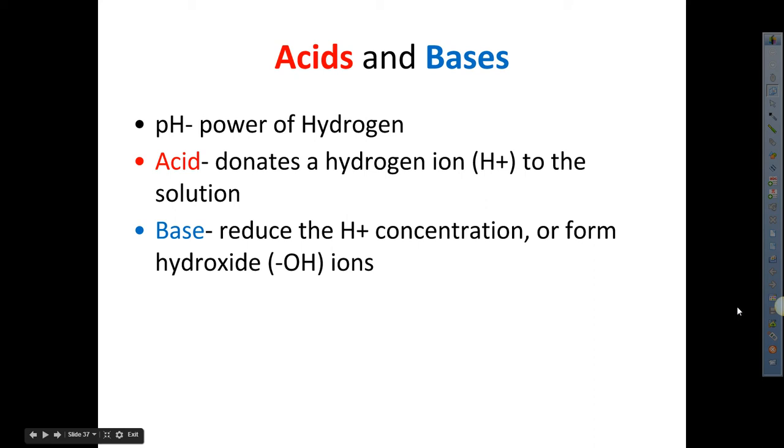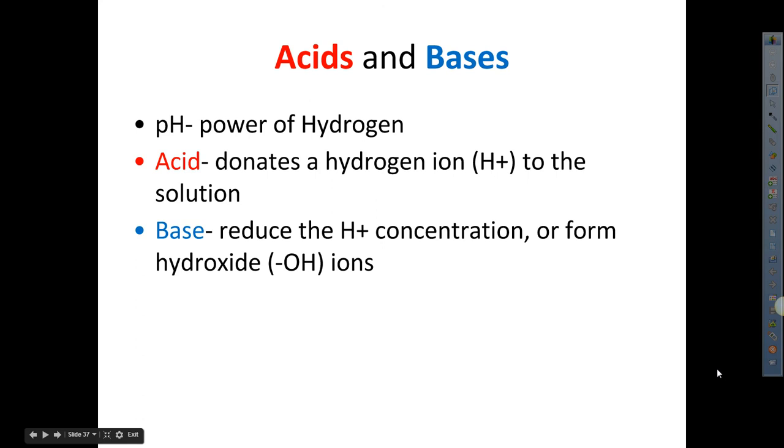So here we have, again, acids, which are anything that has hydrogen ions available to donate in the solution, and then bases, anything that can reduce the amount of free hydrogen ions in the solution. It usually has a greater amount of hydroxide.